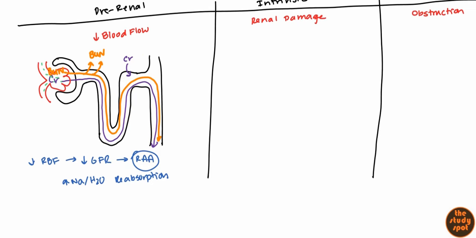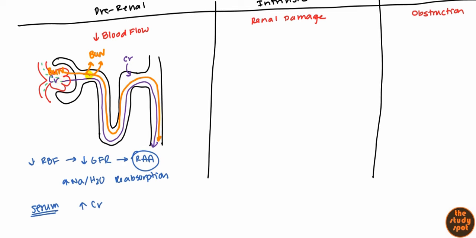So what does that mean for us? Let's first look at the serum. If we're looking at the serum, what would you expect the creatinine to be? Well, again, there's going to be less filtration going on, so you're going to expect an increase in creatinine. Now what do you expect about the BUN? Because there's less filtration going on overall, there's going to be less BUN being filtered. So they'll be in the same boat here.